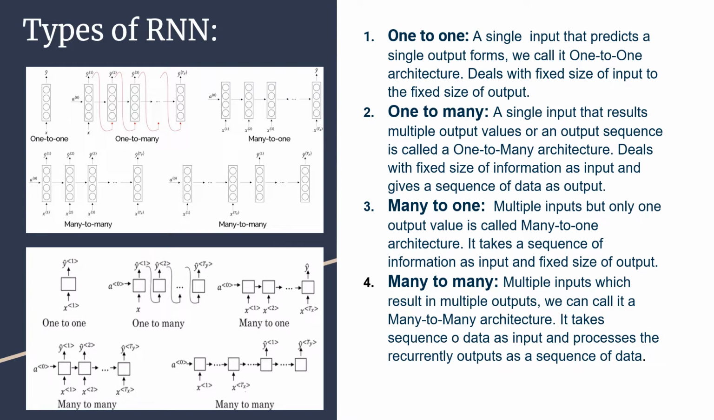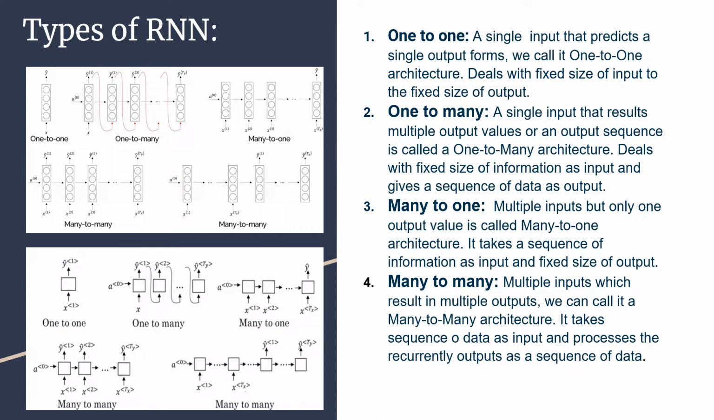There are four types of RNN: one-to-one, one-to-many, many-to-one, and many-to-many. First of all, one-to-one is a single input that predicts a single output, and we call it one-to-one architecture. It deals with a fixed size of input to a fixed size of output. One-to-one is essentially a neural network. Then one-to-many is a single input that results in multiple output values or an output sentence. It deals with a fixed size of information as input and gives a sequence of data as output. The example of one-to-many is image to caption sentence.